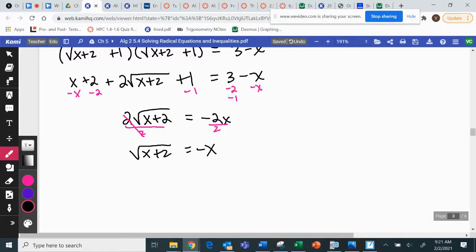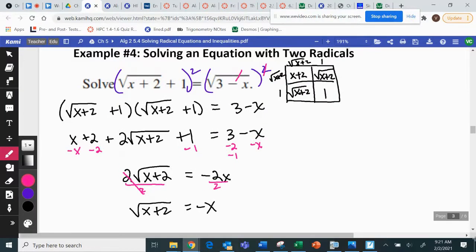How do I cancel out a square root? What cancels what is the opposite of square root? How did I cancel out this square root? What did I do to cancel out the square root? I squared it. We squared it at the beginning, and that canceled this square root out, but it still left a square root here.